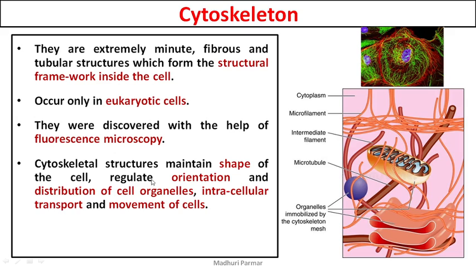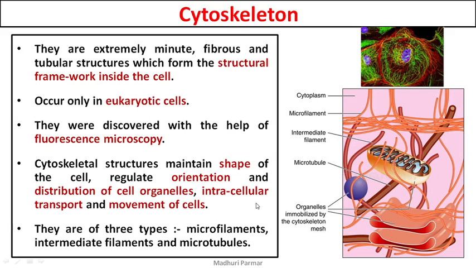It regulates orientation and distribution of the cell organelles, where each and every cell organelle should be present. That is decided and maintained by cytoskeleton. For example, look at this diagram. You can see there are different organelles like this mitochondria, or like this, let us say, Golgi body. Some of these organelles should not move around. They should be fixed at some place. So this fixing will be done by the cytoskeleton. All these fibers that you see are actually cytoskeleton.